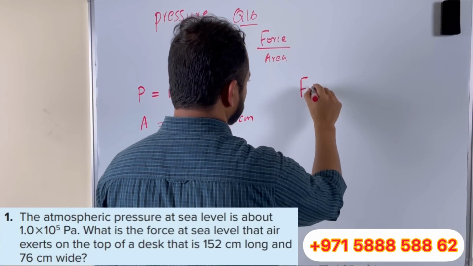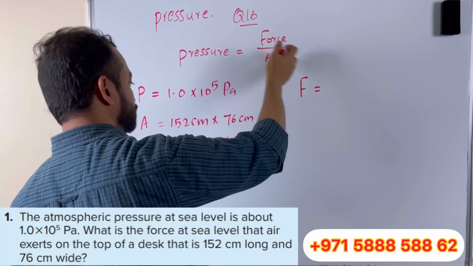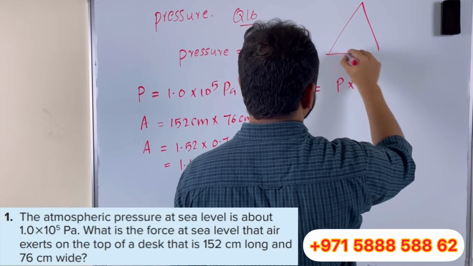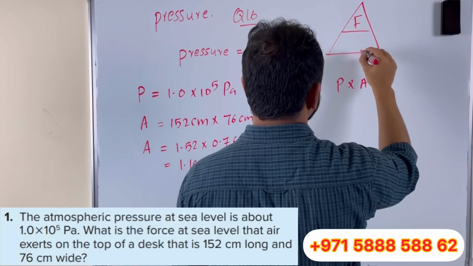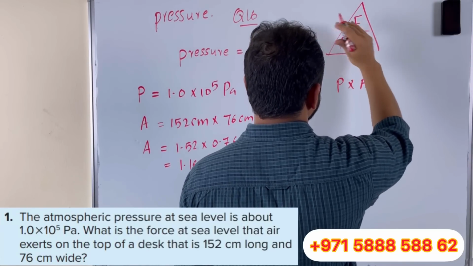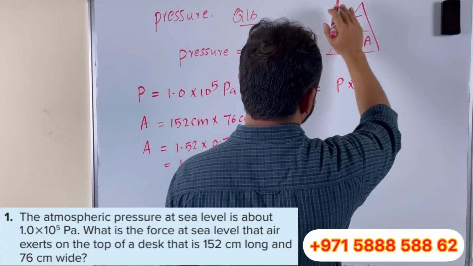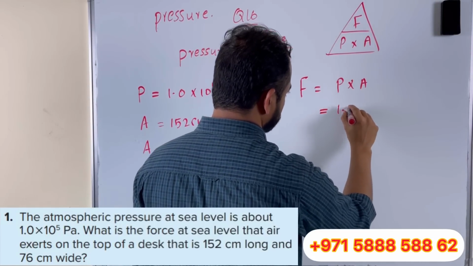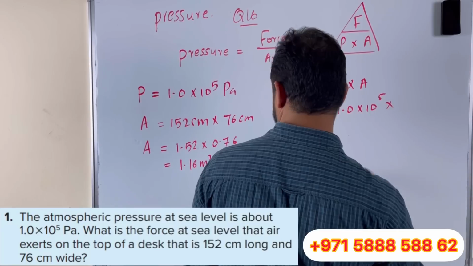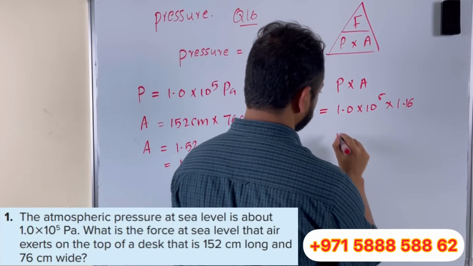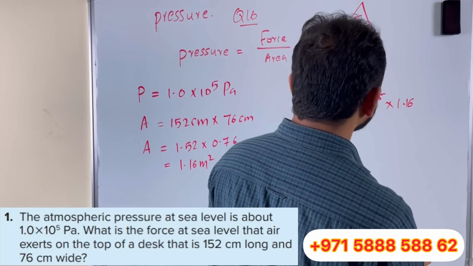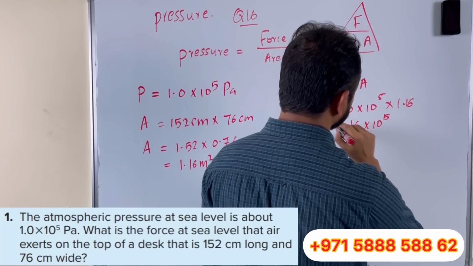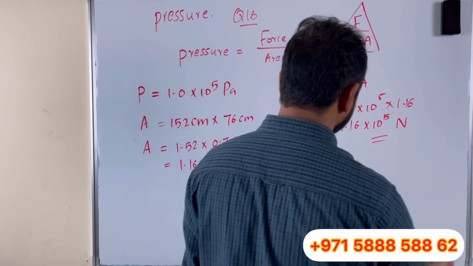Force is equal to pressure multiplied by area, right? Force equals pressure multiplied by area, which means if you want to calculate pressure, it is force over area. Here pressure is 1.0 into 10 to the power 5, multiplied by area 1.16. So it becomes 1.16 into 10 to the power 5. The unit of force is Newton.